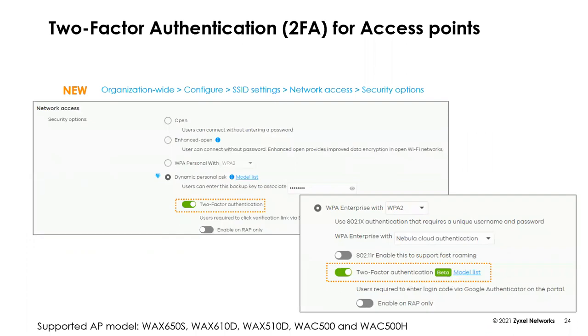So this is where you would set it up on the access points. It's a little bit harder to get to. Go to organization-wide, configure SSID settings, network access security options. There it is there. And this only works though with these supported models you see down at the bottom.